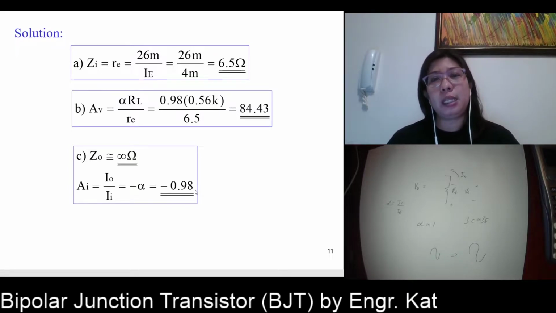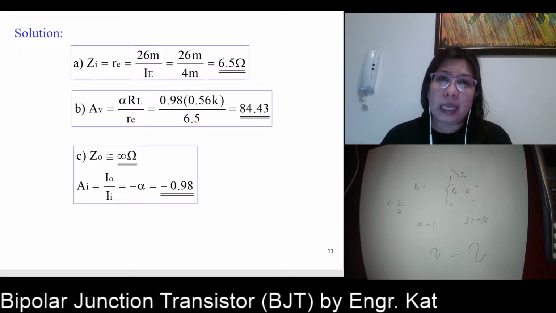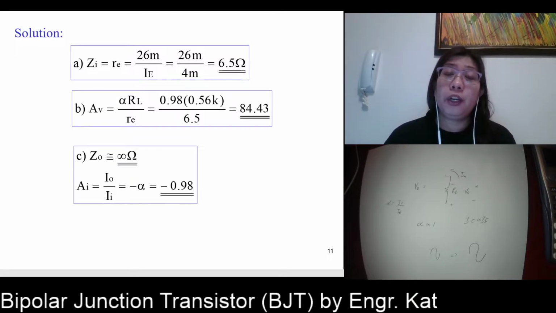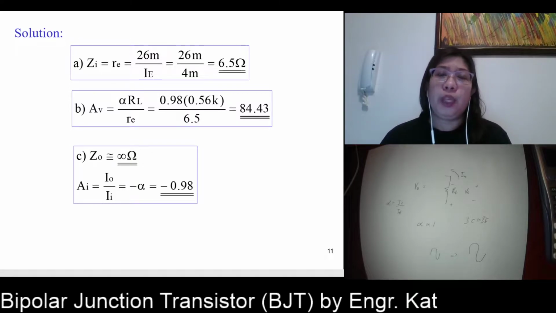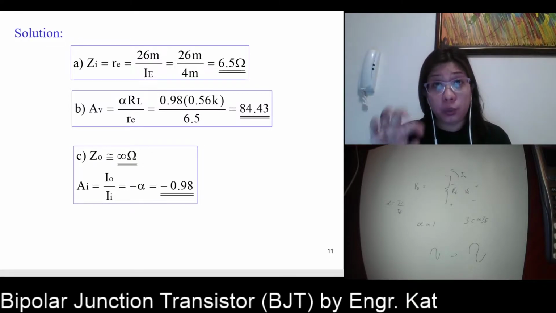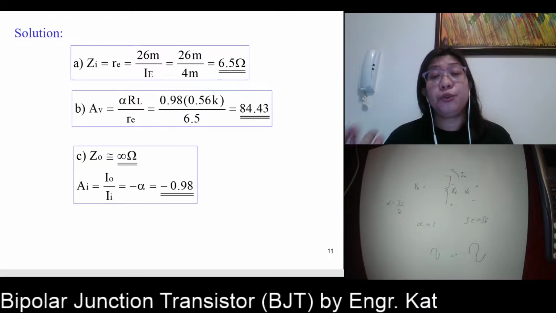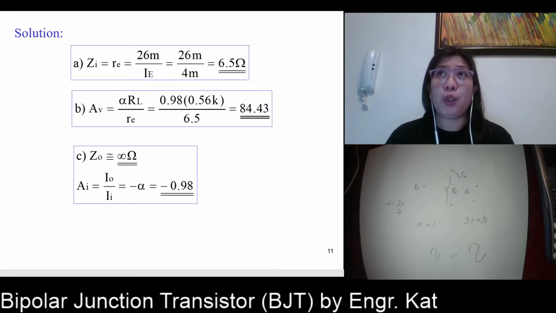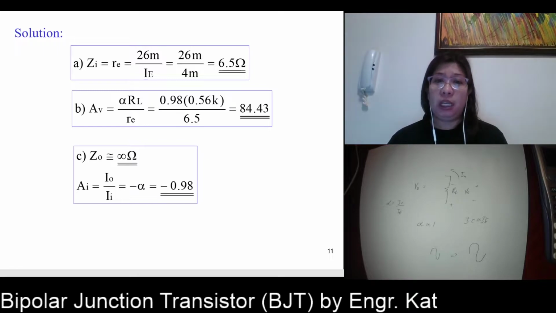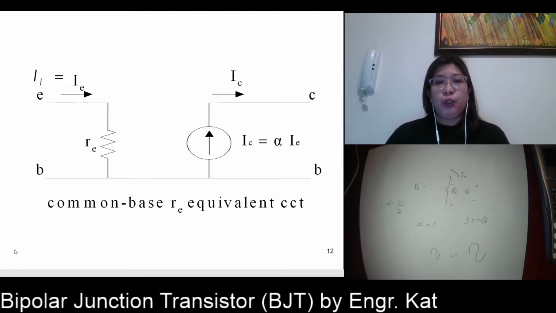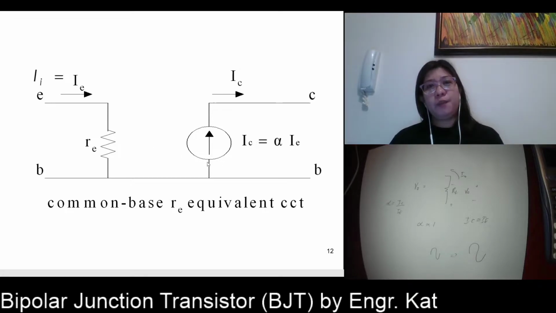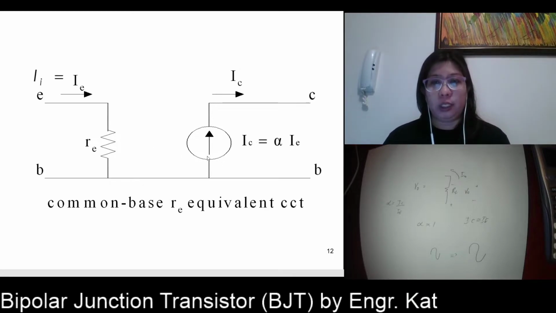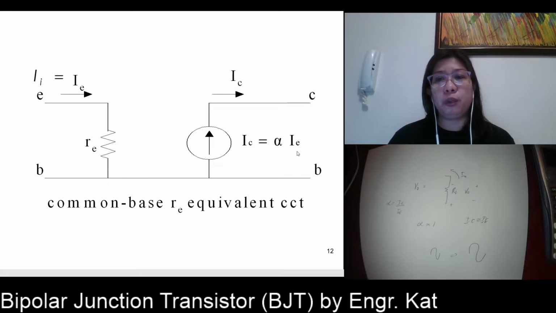So what do we mean by the negative sign there? The negative sign implies that your output current is 180 degrees out of phase with your input current. Okay, so it was reduced by 0.02, and it is 180 degrees out of phase, represented by the negative sign. This is the common base re equivalent circuit, represented by your RE here, and then we have your current-controlled current source. The current IC is being controlled by your current IE.